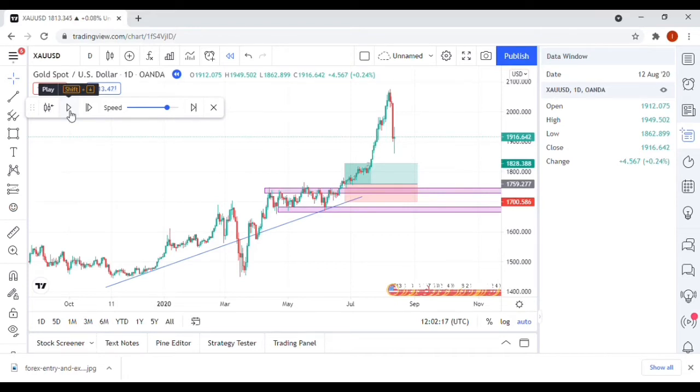Excuse me, guys. My English is a bit bad, né? But yeah, let's quickly talk about these candlestick patterns that we need to be looking for in these entry areas or entry zones.